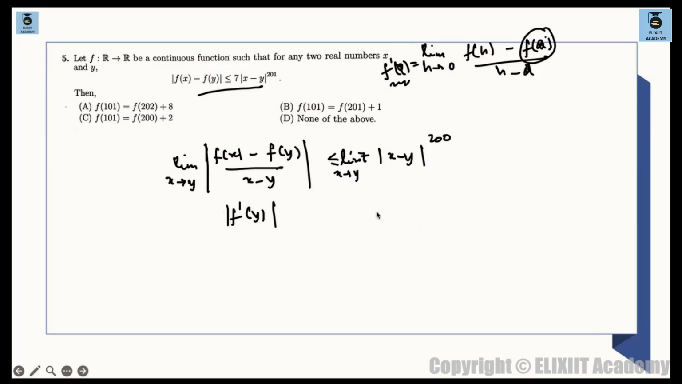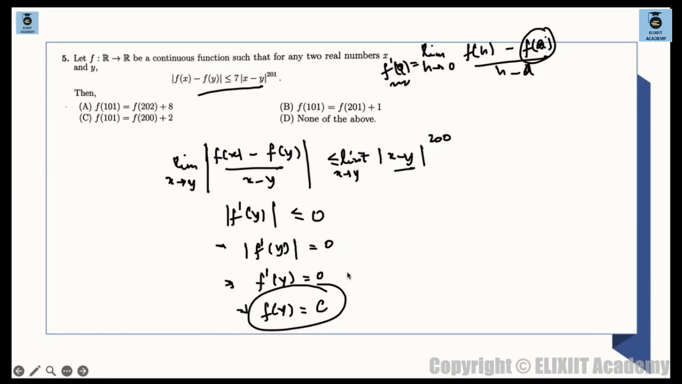This you can take this inside, limits can be taken inside, so this will become mod of f dash of y. ठीक है, and right hand side we will be getting, as x tends to y, this will become 0, and mod of f dash of y cannot be less than 0, so mod of f dash of y will be equal to 0, which means f of y will be equal to c. If you integrate both the sides, f of y will be equal to c, a constant function. So for any input, output will always be a constant.